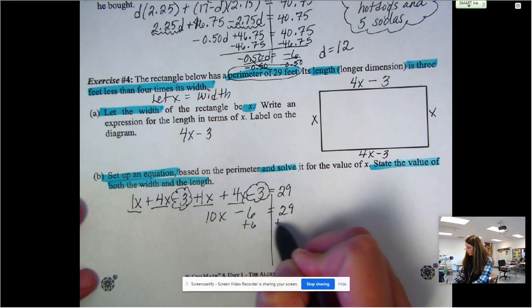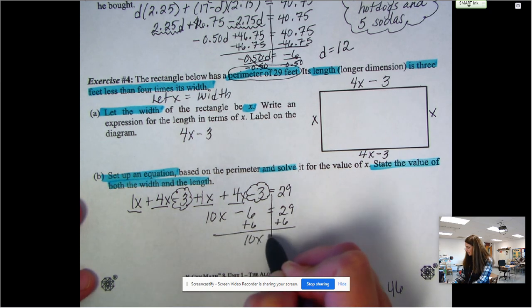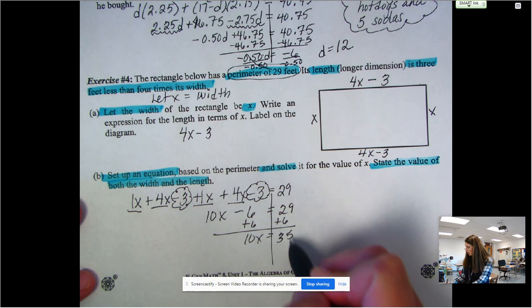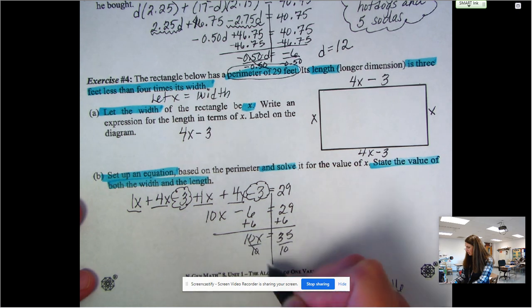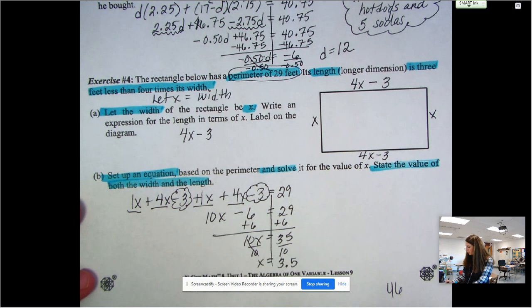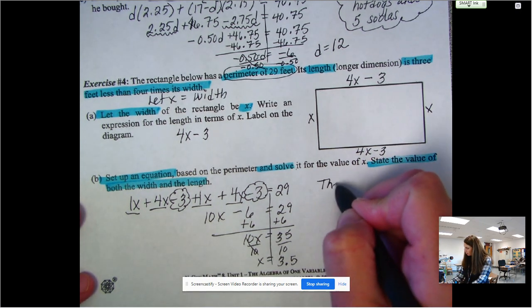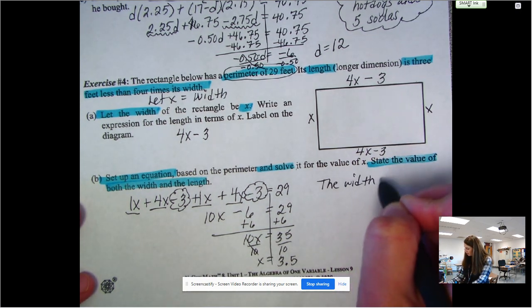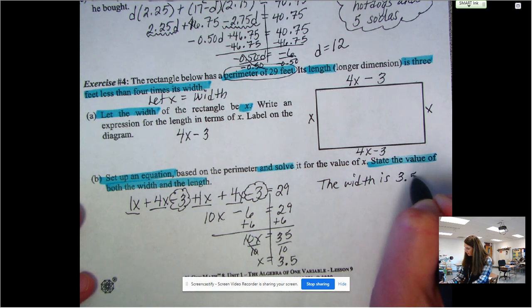Let's add 6 to both sides. We get 10x equals 35. We're going to divide by the coefficient. Doesn't look like it's going to be pretty, but when I divide out, I get 3.5. So the width is 3.5 feet.